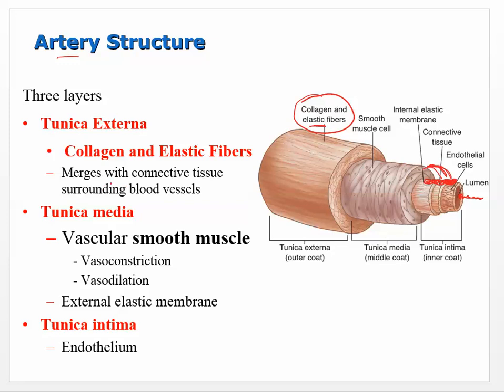So tunica media is the middle layer, and it has a lot of smooth muscle. Okay, so remember, smooth muscle can proliferate. So things like neurons, we're born with all we'll ever have, for the most part. Same thing with skeletal muscle. We have as many skeletal muscles as we're ever going to have. Smooth muscle is different. Smooth muscle can proliferate. So you look at this middle layer, this tunica media, and you can see that it's made up of a lot of smooth muscles.